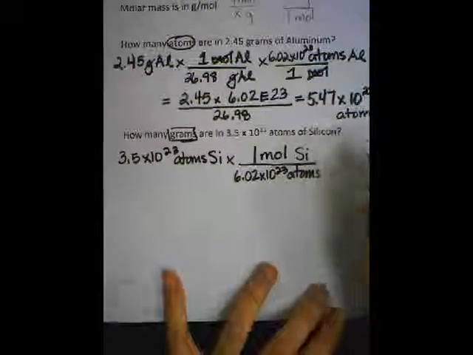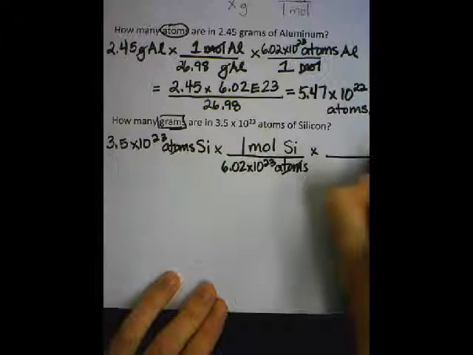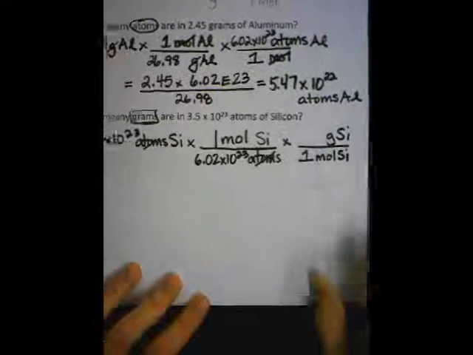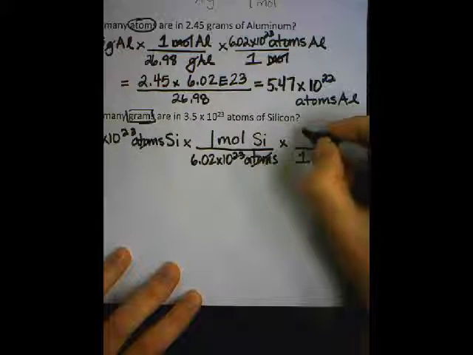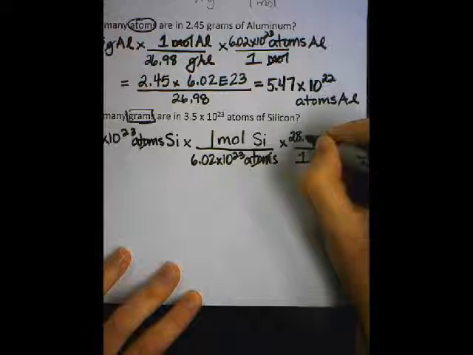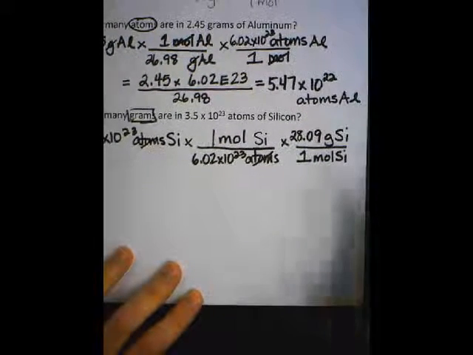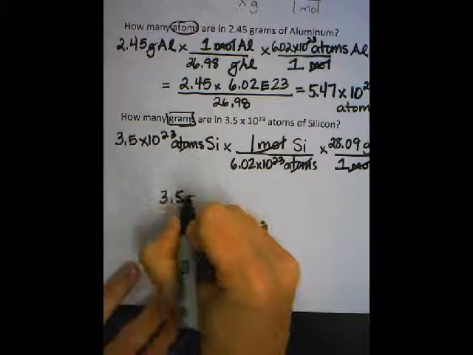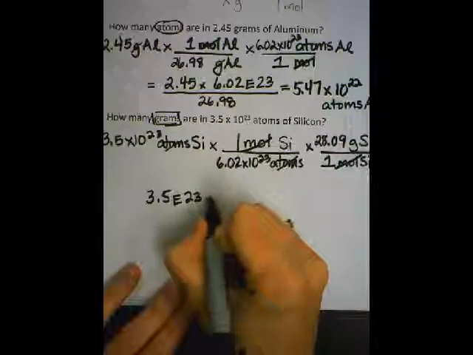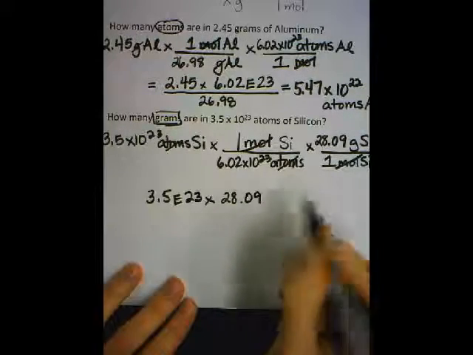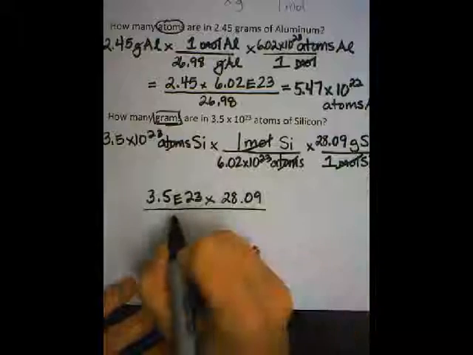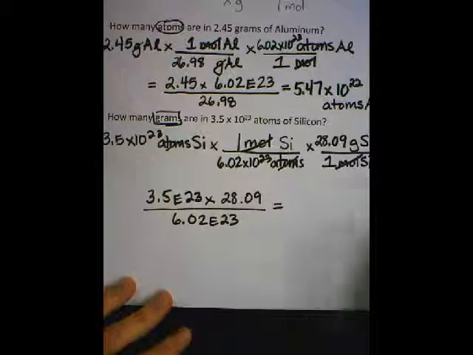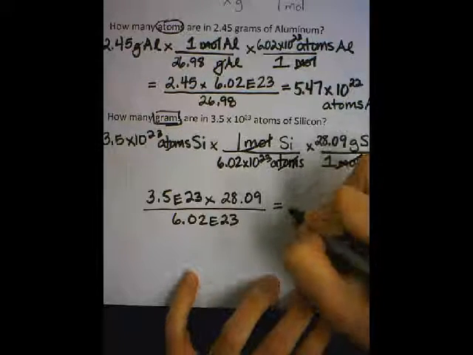Then our next step would be to get to grams. And we know a relationship between moles of silicon and grams of silicon. We look at the periodic table and we see that the molar mass of silicon is 28.09 grams of silicon. So we cancel out our moles. And in our calculator, we're going to put in 3.5 E23 times 28.09. Not going to care about the 1s again, so anything multiplied by 1 or divided by 1 is itself. Then we're going to divide by everything in the bottom, 6.02 E23. And the answer that we'd get rounded to two significant figures, 16 grams of silicon. I hope that helped you with going between atoms and grams.